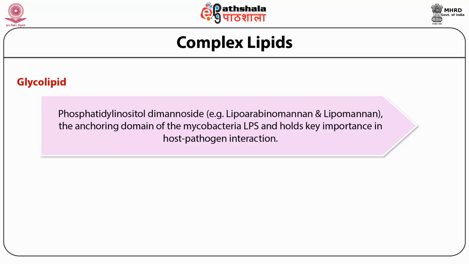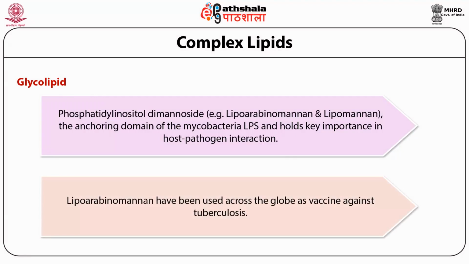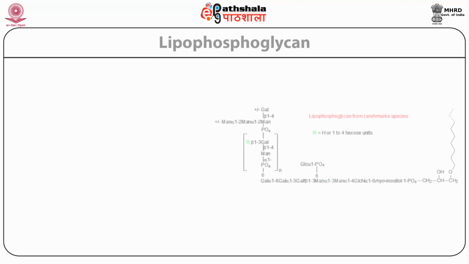These phosphatidyl inositol glycans demonstrate the earliest version from the prokaryotes that are branded for cell surface protein anchoring, and the structural features of lipoarabinomannan have been used across the globe as the tuberculosis vaccine.